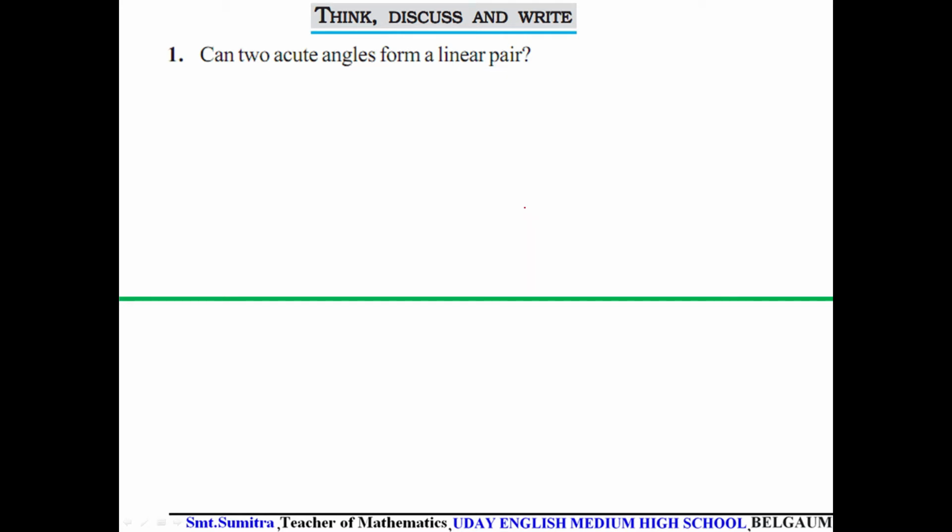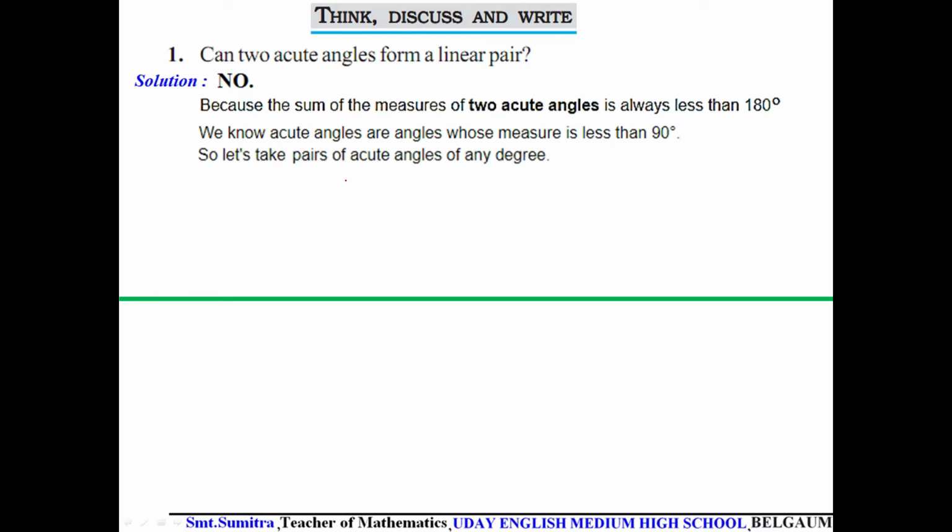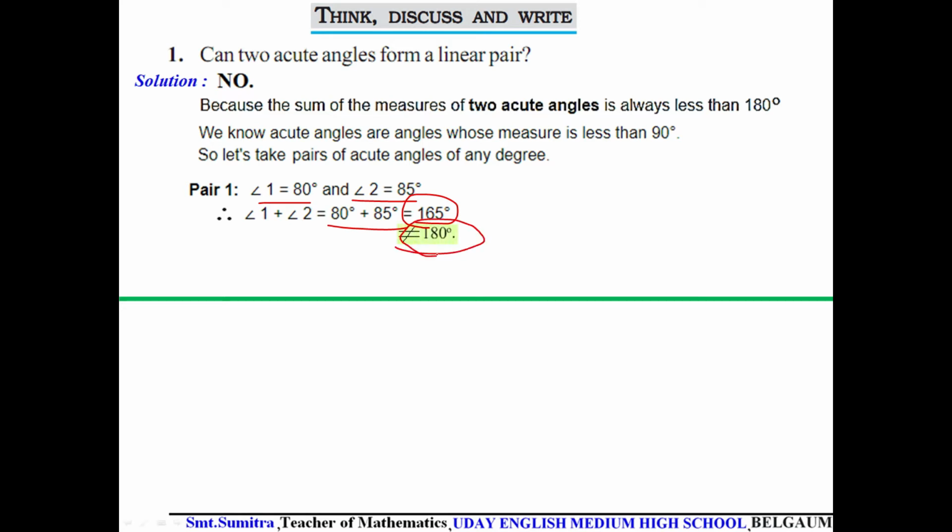Let us see the solution. The answer is no, because the sum of the measures of two acute angles is always less than 180 degrees. And we know that acute angles are less than 90 degrees. I will take a few simple examples. Suppose angle 1 equals 80 degrees, angle 2 is 85 degrees. If I add these two, this is 165 degrees and this is not equal to 180 degrees. Therefore, these two angles do not form a linear pair.